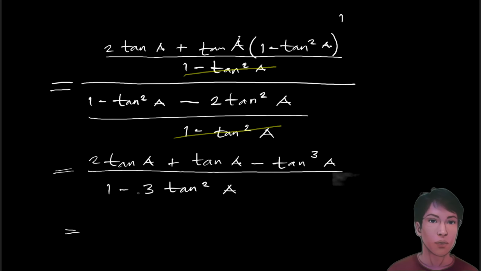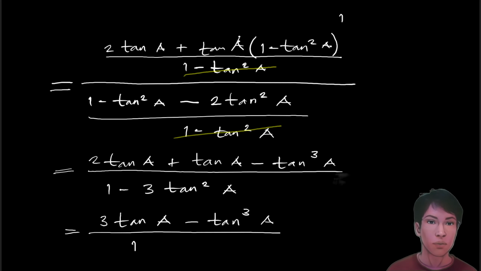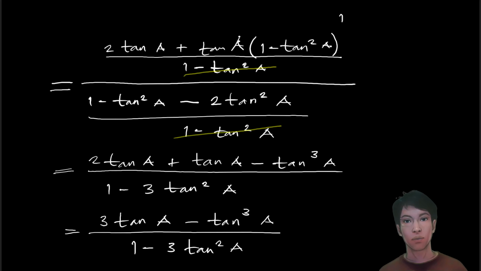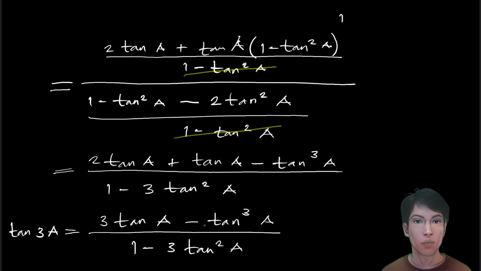And to simplify this one, this is now 3 tangent A, so I combine this one and then this one, minus tangent cube A over 1 minus 3 tangent square A. Alright, so we have proven that tangent 3A is equivalent to 3 tangent A minus tangent cube A all over 1 minus 3 tangent square A.